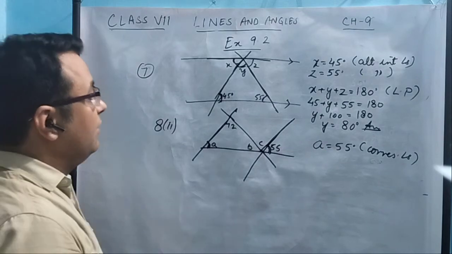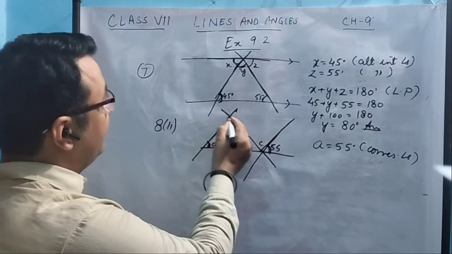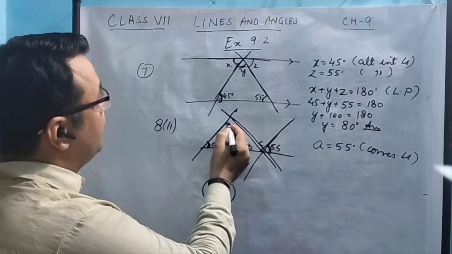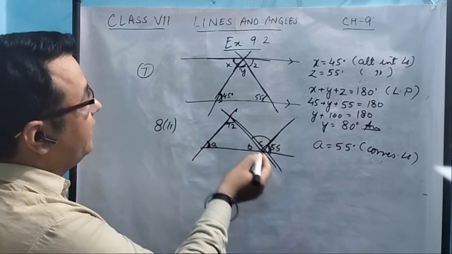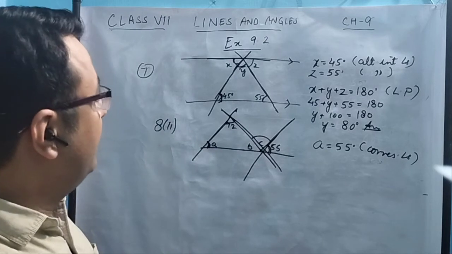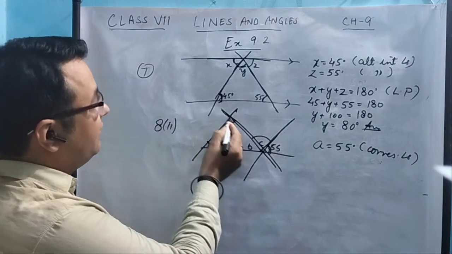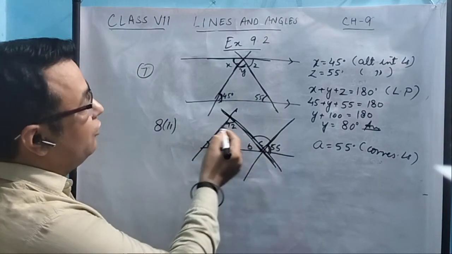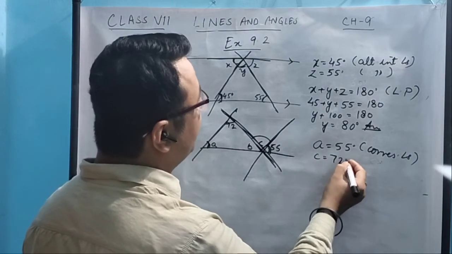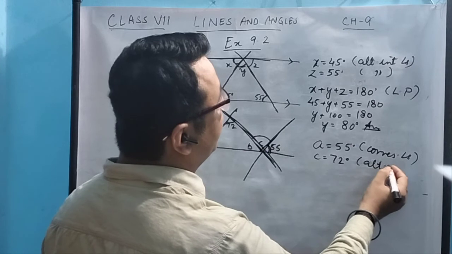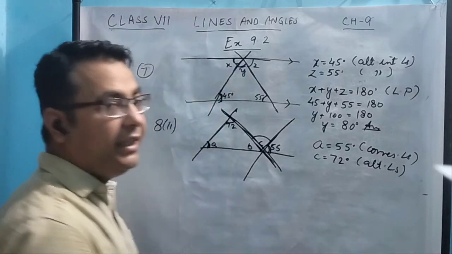Now if we consider this as the transversal, what is the relation between this angle and angle C? They are on the opposite sides. We are considering this transversal now. So they are on the opposite sides. So they form a pair of alternate angles. So C will be equal to 72. Reason being alternate interior angle.